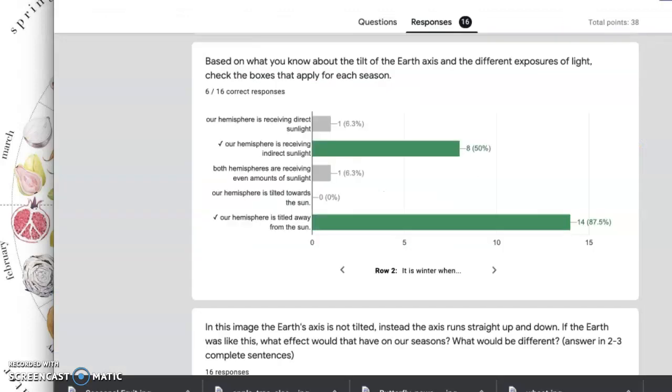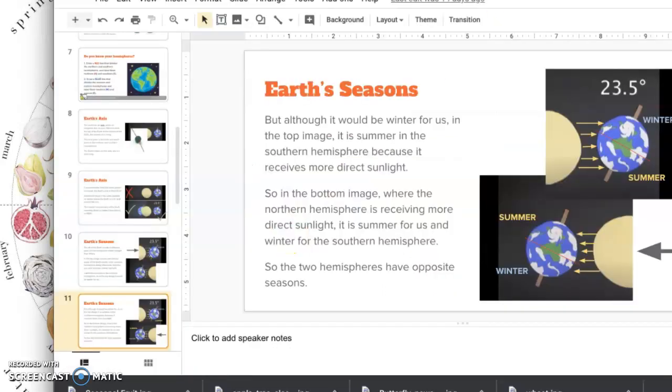And the next question is that when it is winter, our hemisphere is receiving indirect sunlight and is tilted away from the sun. And as you can see here in the top image, our part of the Earth is tilted away from the sun and receiving indirect sunlight.